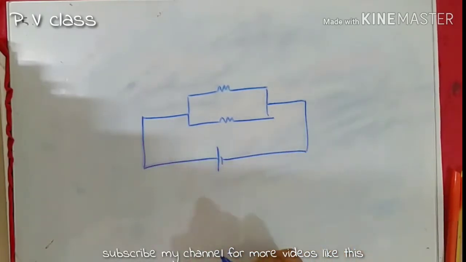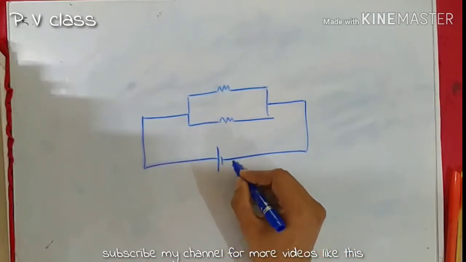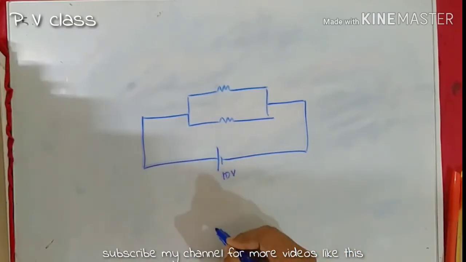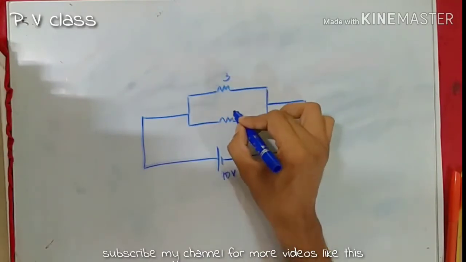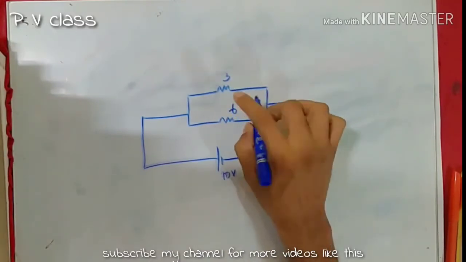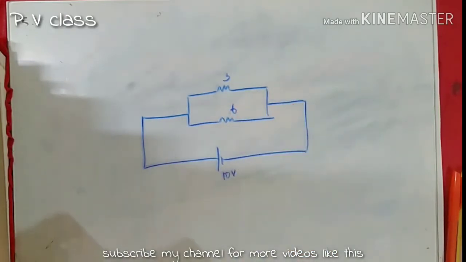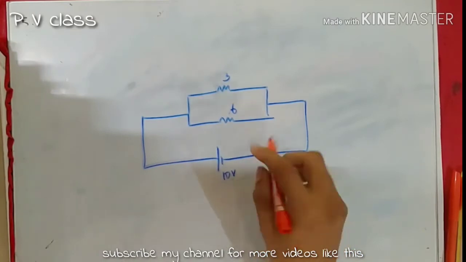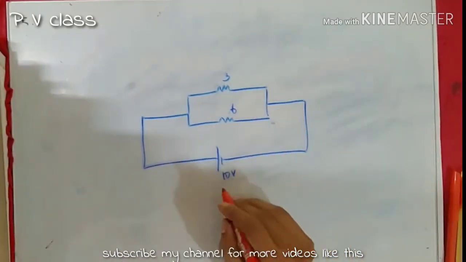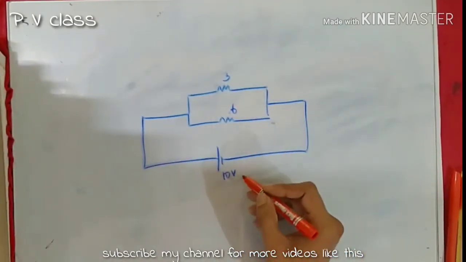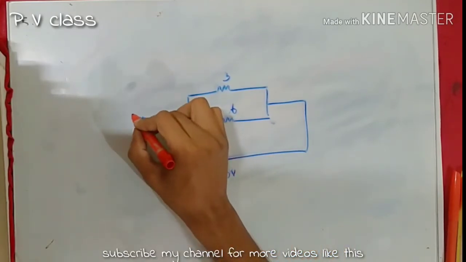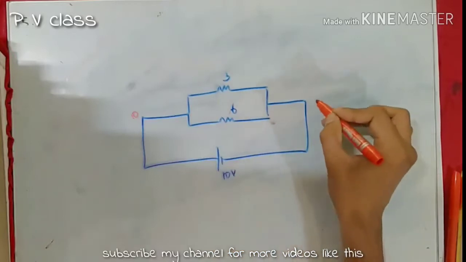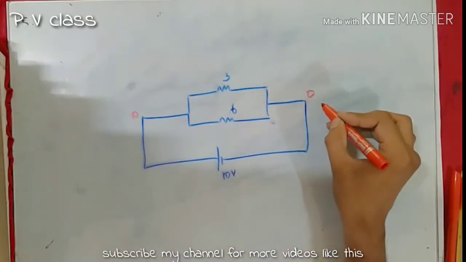If this is our circuit, let's assume that this is a 10 volt battery, and let this be our 3 ohm resistor and let this be our 6 ohm resistor. Now we have to analyze this case, and in this case also the combined potential is 10 volt. The battery is supplying a potential difference of 10 volt.